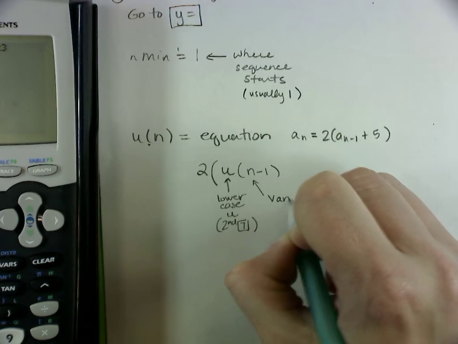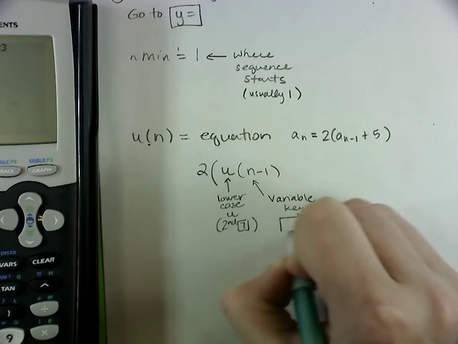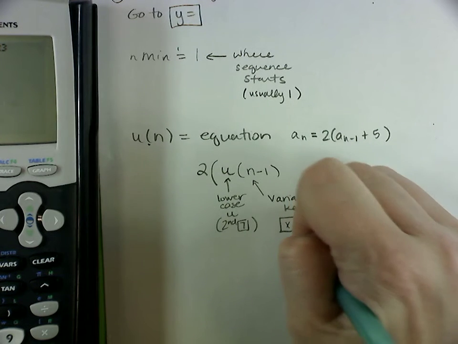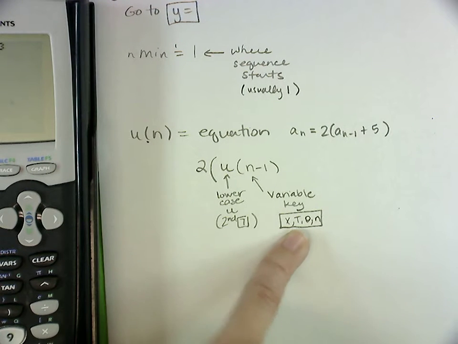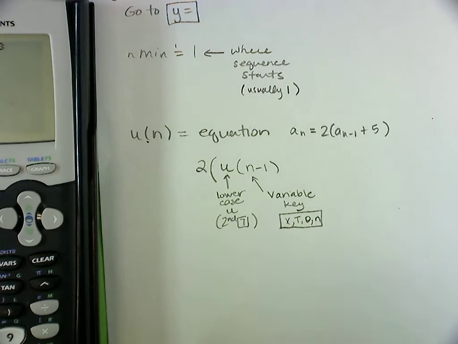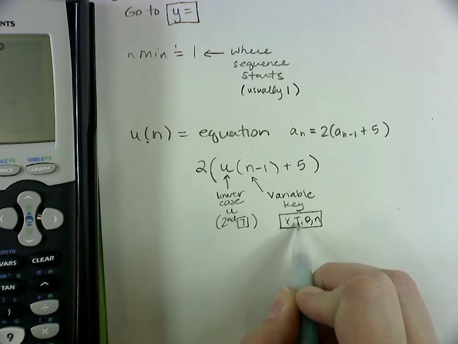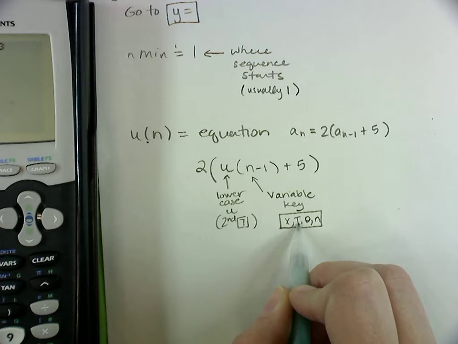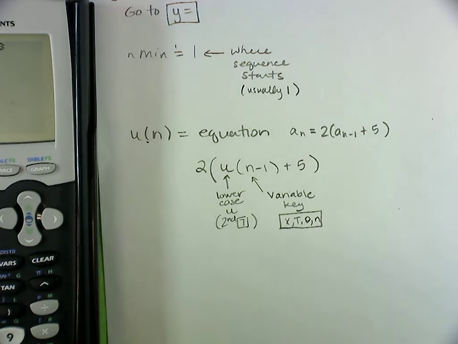This is your variable key. On your variable key, do you notice how it says x, comma t, comma theta, comma n? It has 4 variables on there because how many modes do we have in our calculator? 4. And this one is for function. T is for what? Parametric. Theta is for polar. And n is for sequential. So that's why all those are there. Okay, so that's your variable key. And then you have your plus 5.